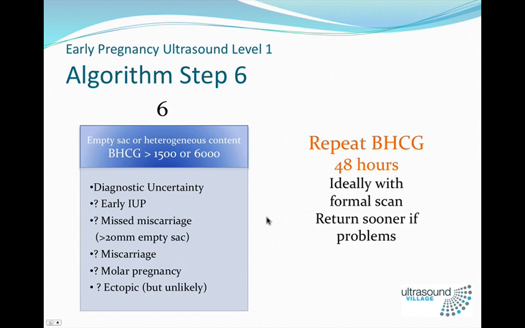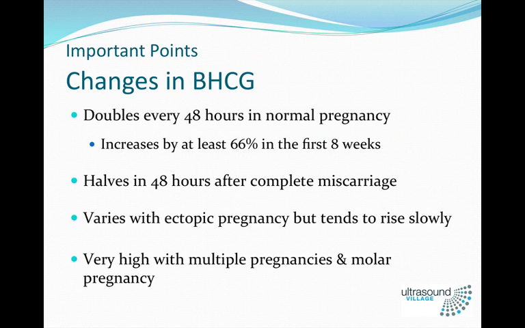Our recommendation for this group, where there's uncertainty, but they're stable, they've not got terrible pain, they've not got really heavy bleeding, is again repeat beta-HCG and see them in 48 hours, ideally with a formal scan. And again, with advice to come back if they do develop instability, severe pain, or heavy bleeding. So remembering, beta-HCG doubles every 48 hours, okay, or at least increases by 66% in 48 hours.